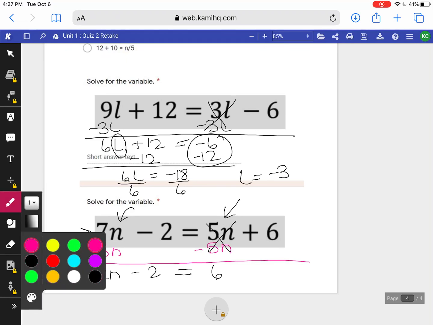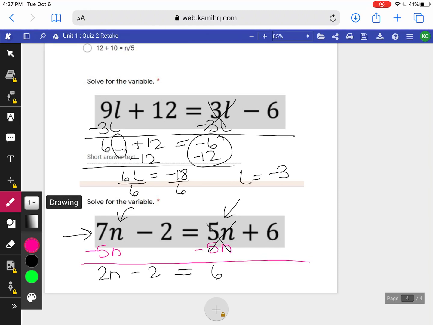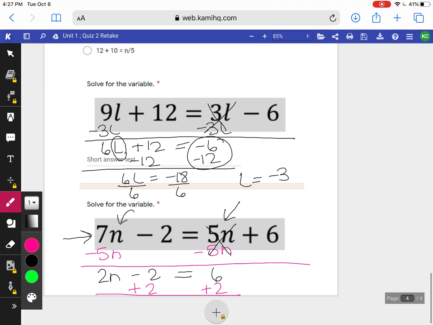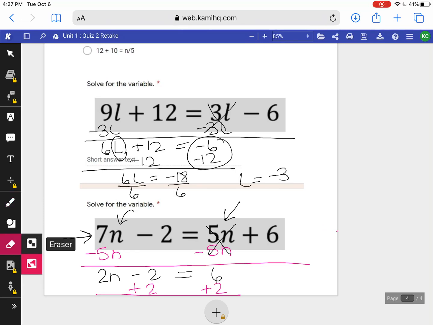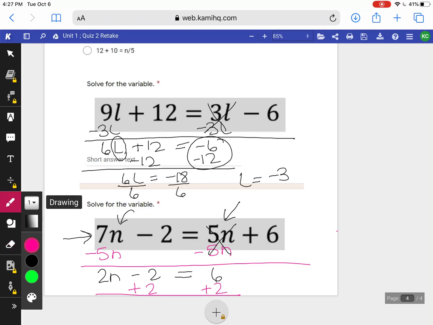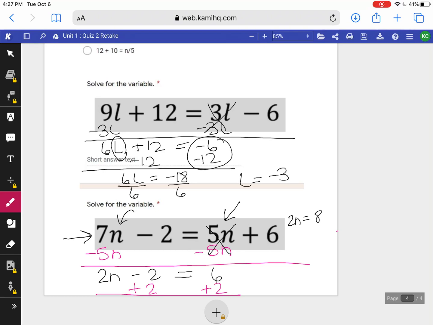At this point, I have to look to collect my constants and put them together. 2n, I'm going to write it over here. 2n, I'm running out of room. I'll go small. 2n is equal to 8. 2 times n, so I have to do the inverse operation and divide. n equals 4.